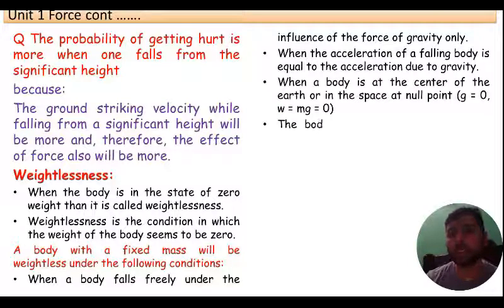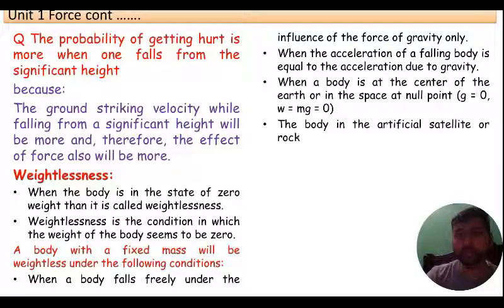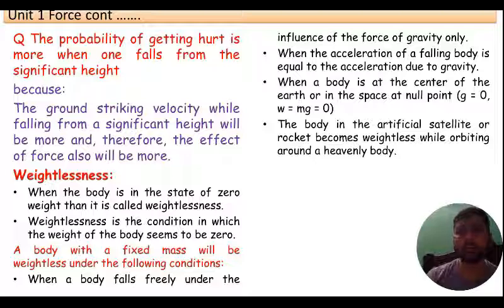When a body is at the center of the earth, there is no acceleration due to gravity in that condition also. Another, when the body is in an artificial satellite or rocket, it becomes weightless while orbiting around a heavenly body.